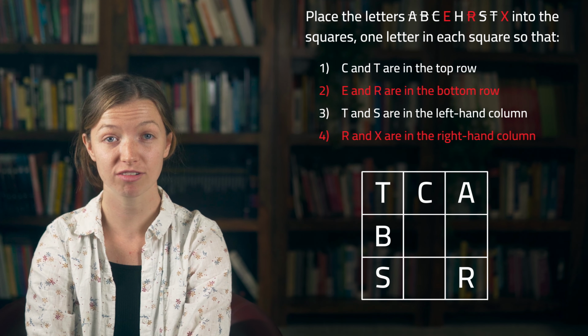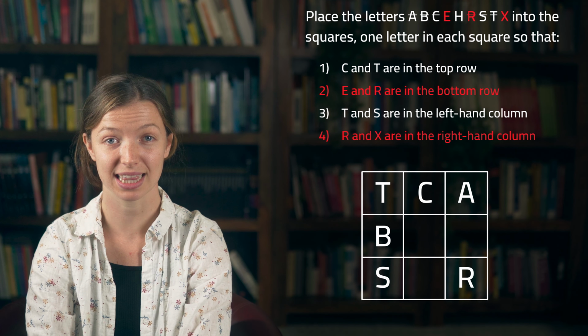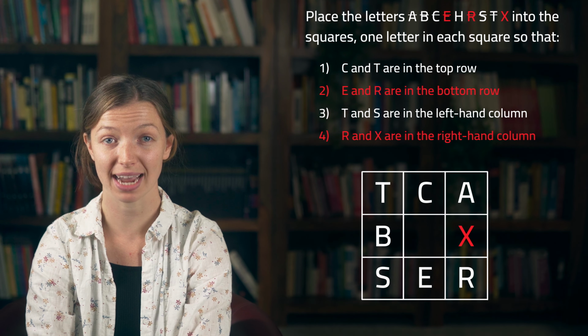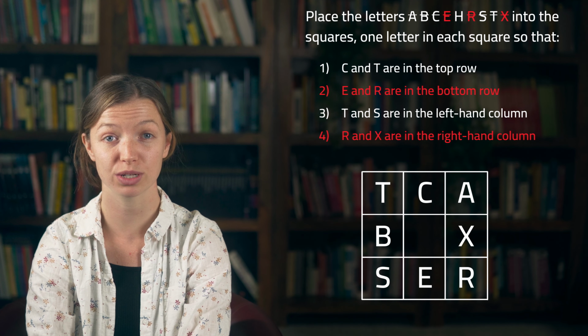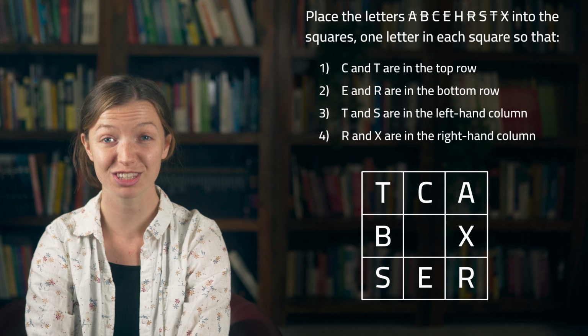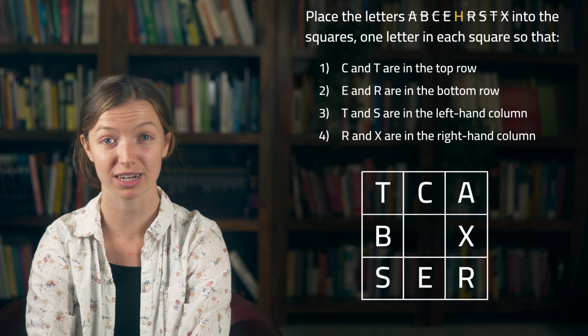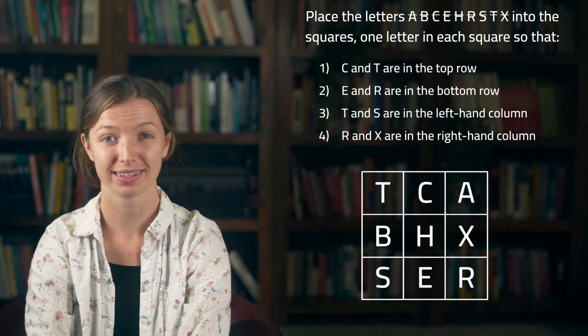Again, by placing R in the grid, we can now easily add the letters E and X. E is in the bottom row and only has 1 gap to go into. Likewise, X is in the right-hand column and only has 1 gap to go into as well. Now, here's the really easy part. We have 1 letter left and 1 gap in our grid. So let's stick our final letter into the final gap.